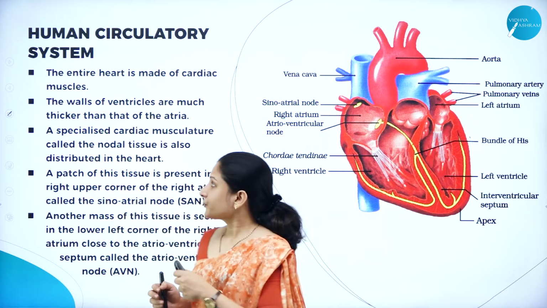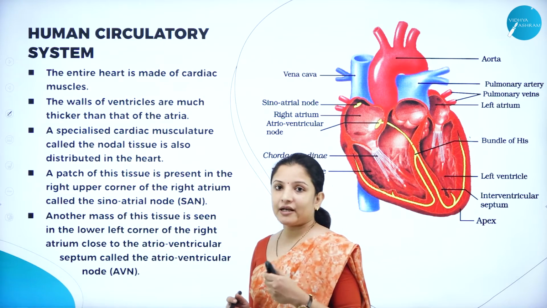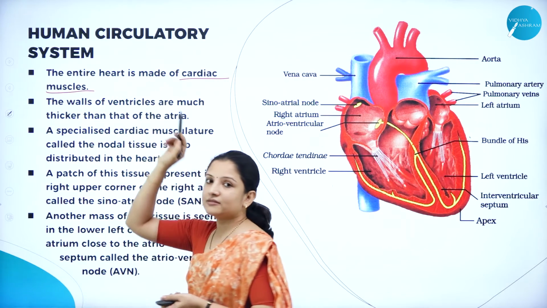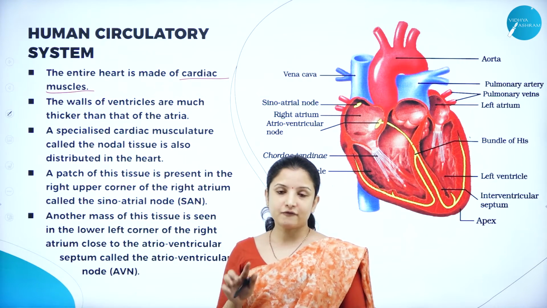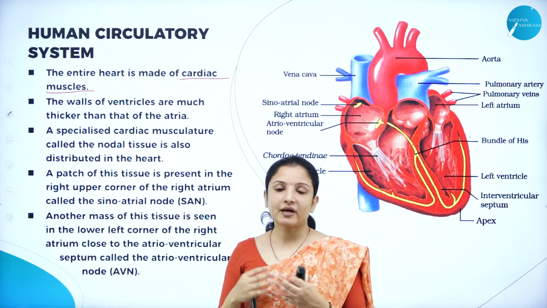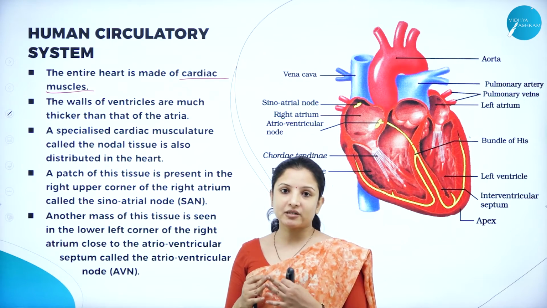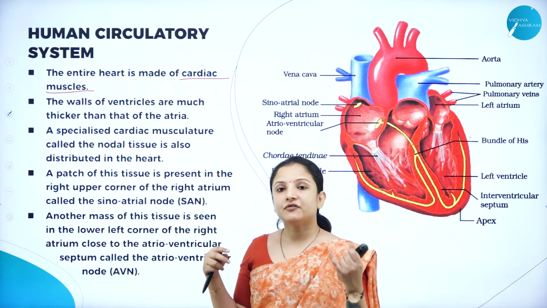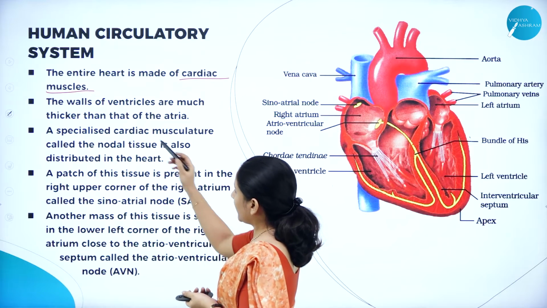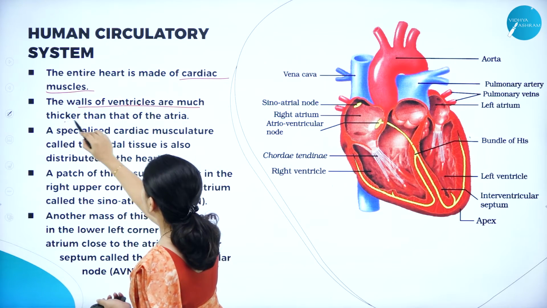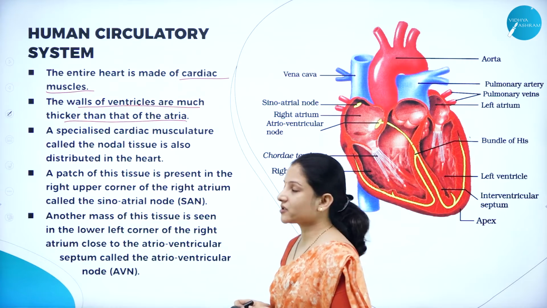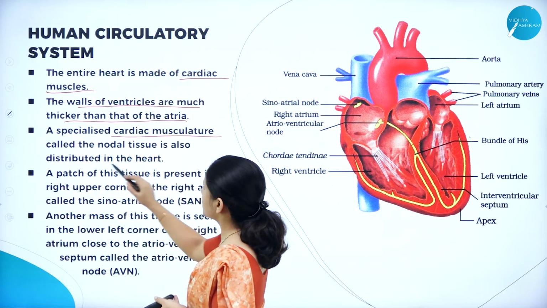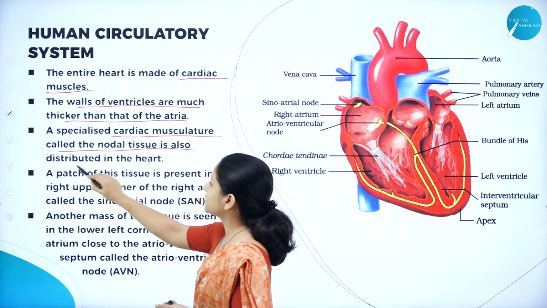So moving further, now talking about the entire heart. The entire heart is made up of cardiac muscles. Our heart is a muscular, 4-chambered heart, right? So what type of muscles does it contain? It contains cardiac muscles. You might remember we had studied about the different types of muscles in one of the chapters. The walls of the ventricles are much thicker than that of the atria, and a specialized cardiac musculature called the nodal tissue is also distributed in the heart.